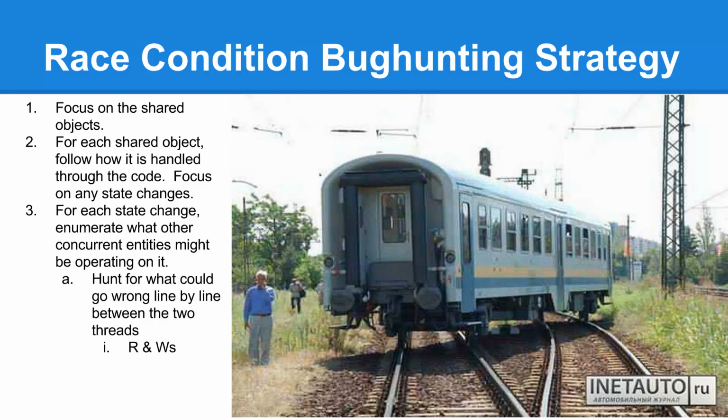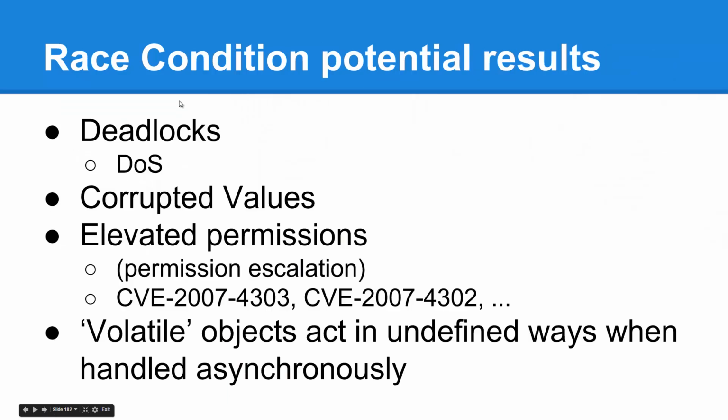Focus on just where the states change and try to figure out, between these state changes and state reads between the threads, how things can interact unsafely. So for each state change, enumerate what other concurrent entities might also be operating on it. Hunt for the reads and the writes on it, and that is a general strategy that I've had some success with, just at a high level. Now, go forward slides, come on.